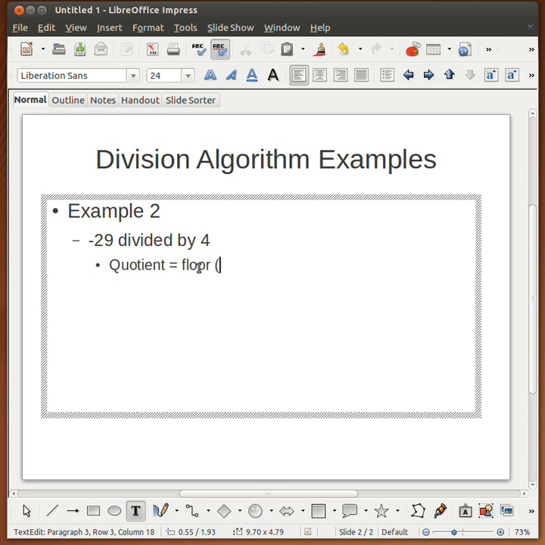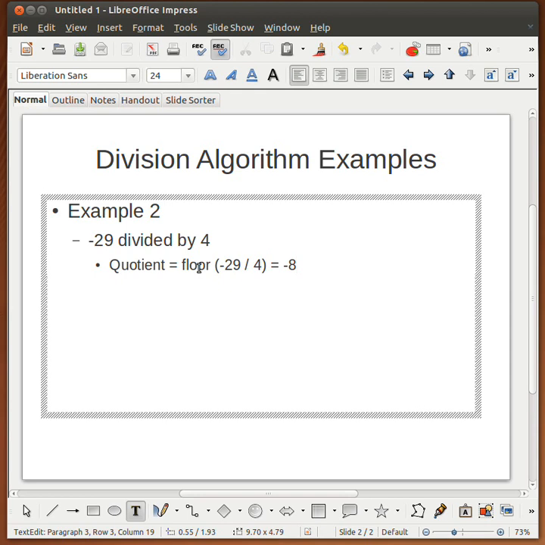Floor of negative 29 divided by 4 equals, in your mind you can keep 7.25, but we are talking about integers, so I cannot write 7.25 here explicitly. But what is the floor of negative 7.25? Negative 8. Wow. Have you ever imagined that we will end up writing negative 29 over 4 as negative 8?